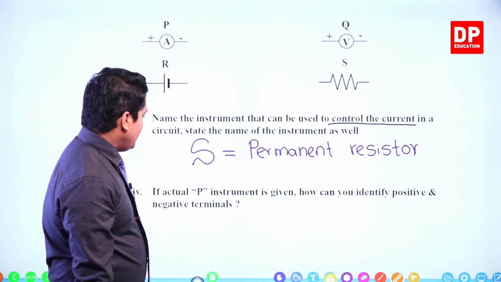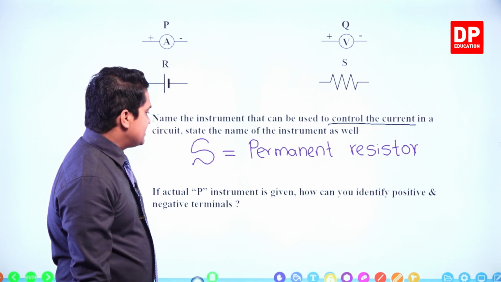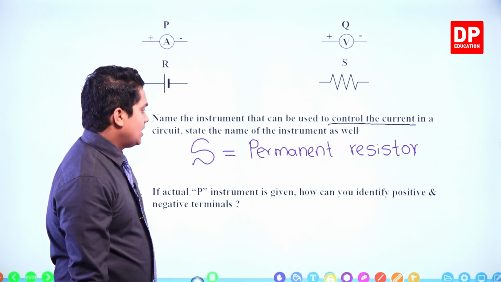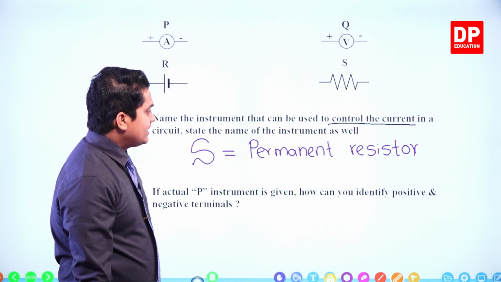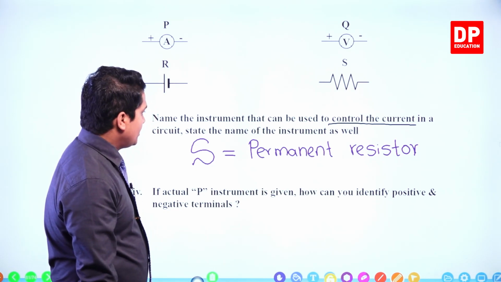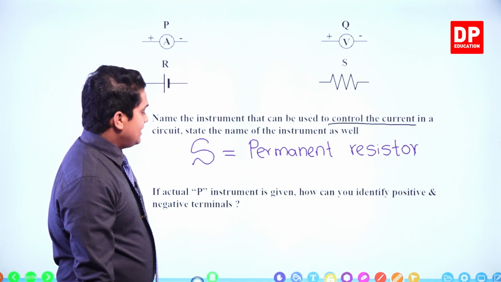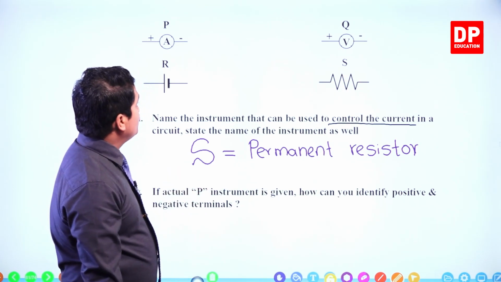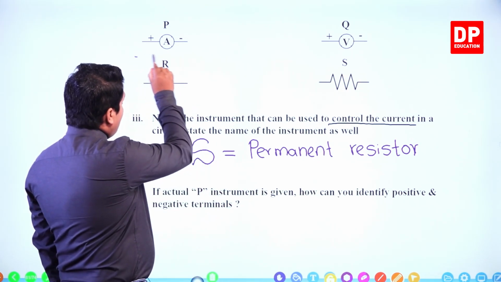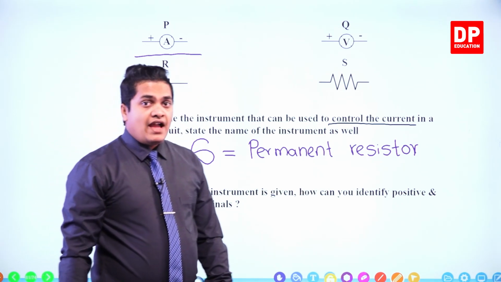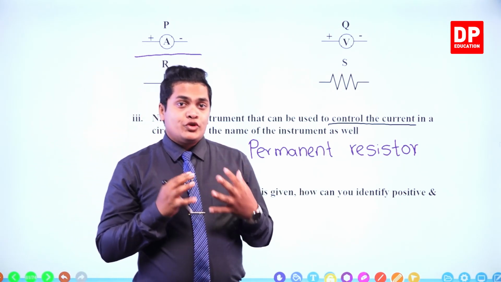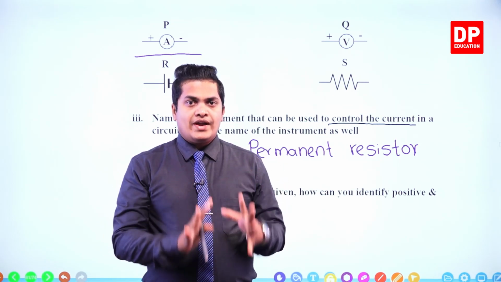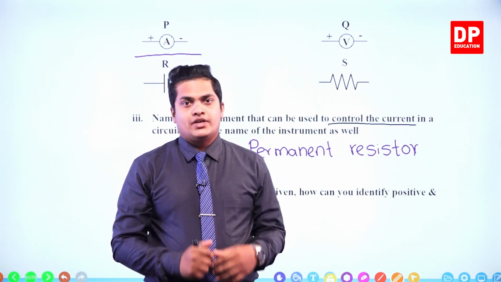Next one. If an actual P instrument is given, how can you identify the positive and negative terminals? P means ammeter. If an actual ammeter is given to you, how can you identify the positive and negative terminals?